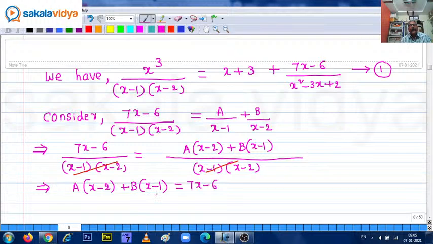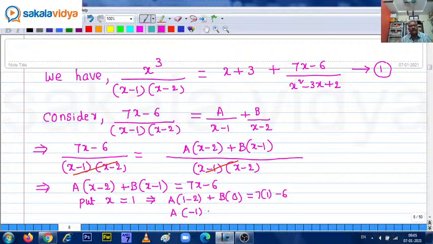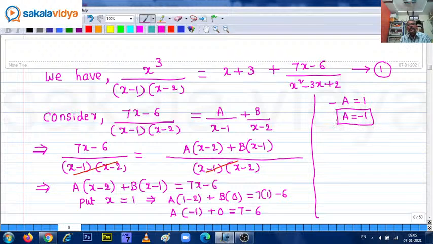Suppress x minus 1. Suppress x minus 1 means x minus 1 is equated to 0, x is equal to 1. Put x is equal to 1. That implies A times 1 minus 2 plus B times 0 equal to 7 into 1 minus 6. So A into minus 1 plus 0 equal to 7 minus 6. So we get like this. Minus A equals to 1. So A equals to negative 1. A value has been obtained.